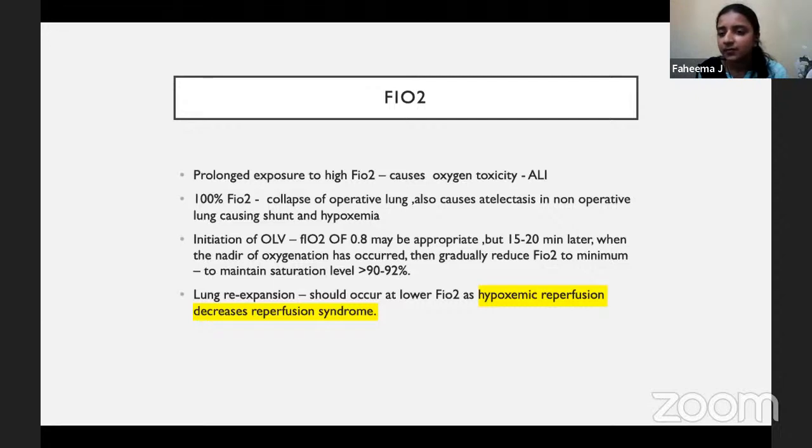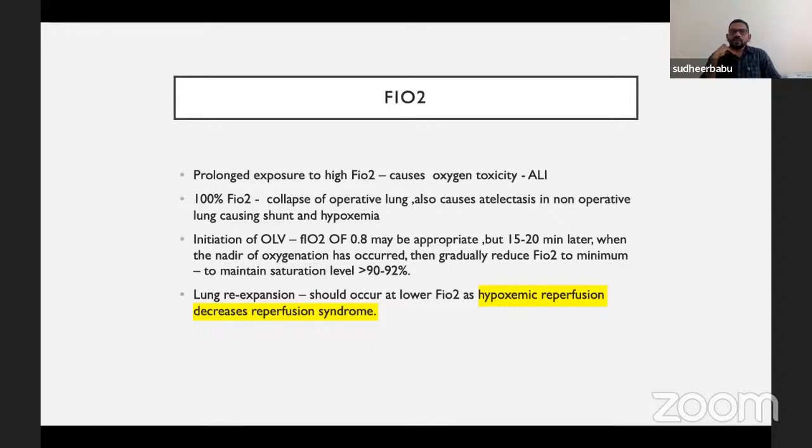Okay. So ideally, textbooks say we have to start 100% FiO2 before initiation of the OLV, but this definitely causes collapse of the operative lung. But there is a possibility that this high FiO2 can cause absorption atelectasis, and along with it, even in the operative lung it can cause some amount of collapse. So theoretically, we can put an FiO2 of 0.8, and if desaturation occurs, slowly from there you can increase it, rather than initially putting 100% FiO2, because giving 100% FiO2 itself is doing more harm to the patient.